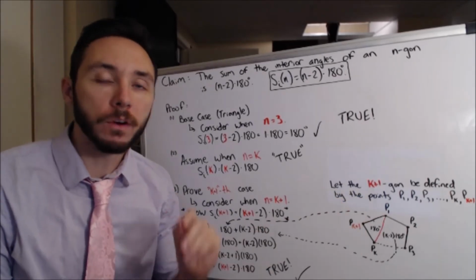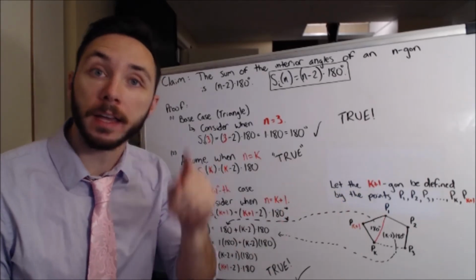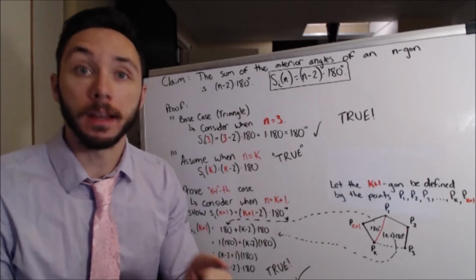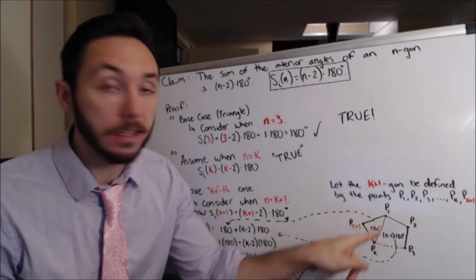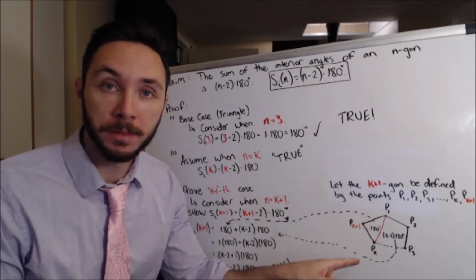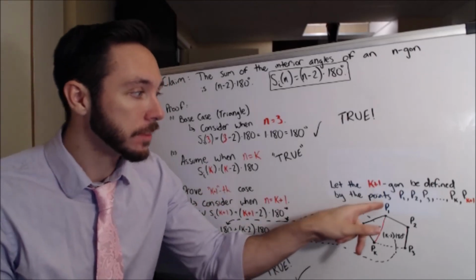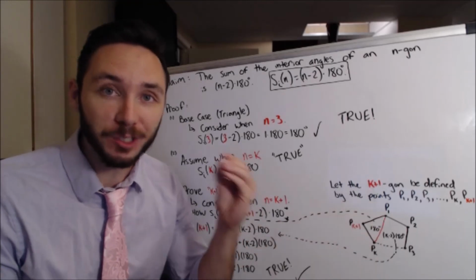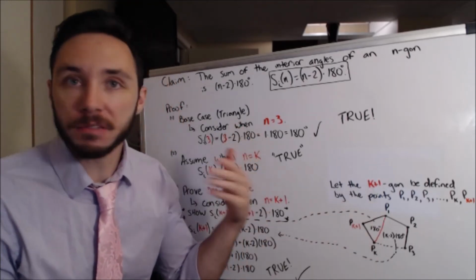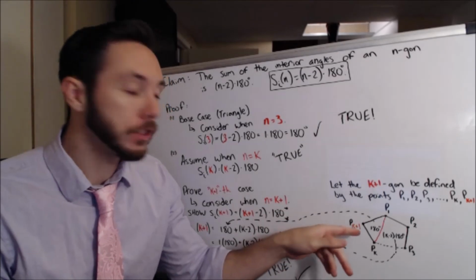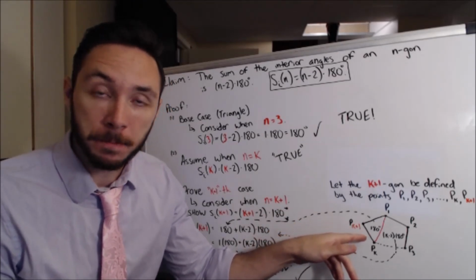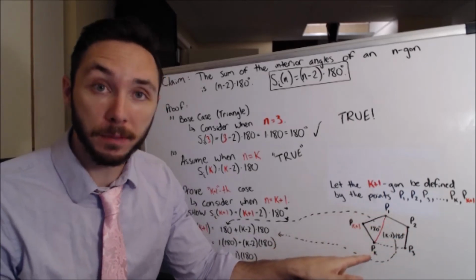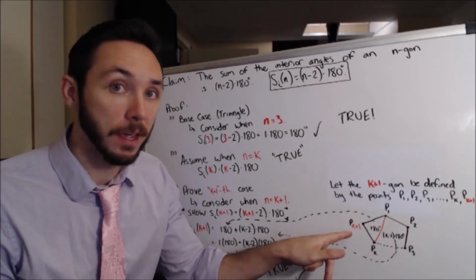So I want to borrow from the same exact idea that I used back in the non-proof aspect of this video, right? Drawing out triangles. What I've done is I've extended a segment from p sub 1 to p sub k. This allowed me to see that p sub 1, p sub k, and p sub k plus 1 form a triangle. Based on our base case, what do we know about the degree measure of a triangle, that sum? It's 180. Additionally, I've also created another polygon up to p sub k, excluding that point p sub k plus 1.